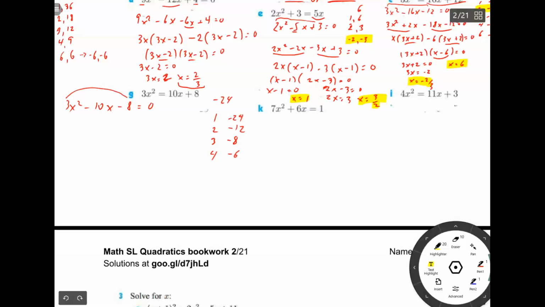Now we're going to see which one of these can you add together and get negative 10. Looks like it would be this one, right? 2 minus 12 is negative 10. So we can replace negative 10x with 2x and negative 12x. So 3x squared plus 2x minus 12x minus 8 equals 0. Now we're going to group these, do factoring by grouping. What is the greatest common factor between 3x squared plus 2x? Just x. What is the greatest common factor between negative 12x and minus 8? It's just negative 4.